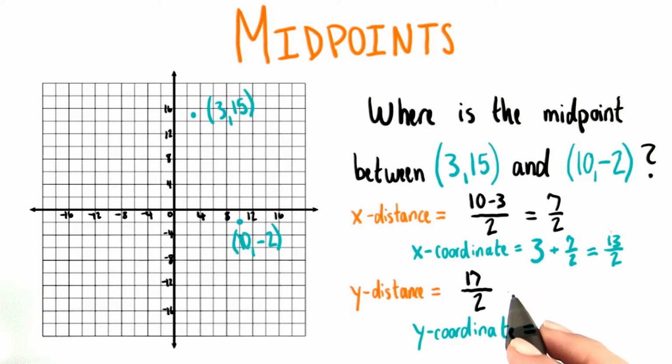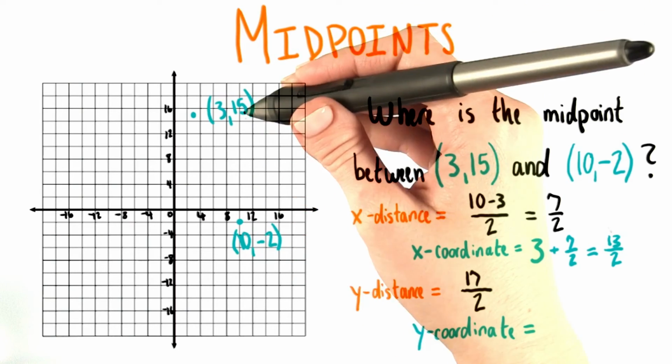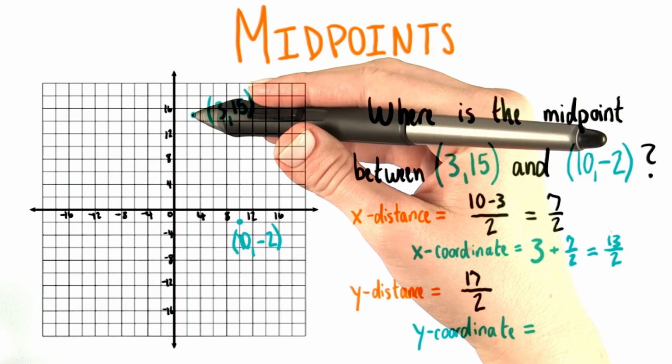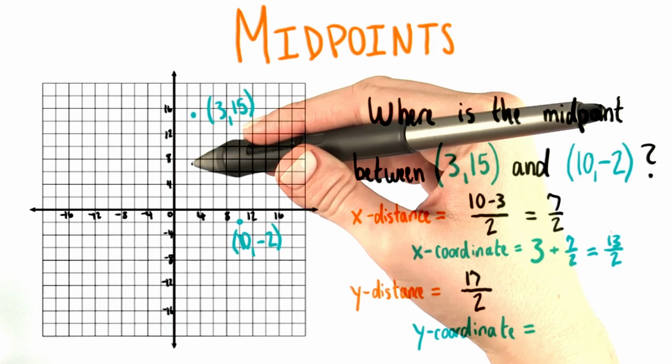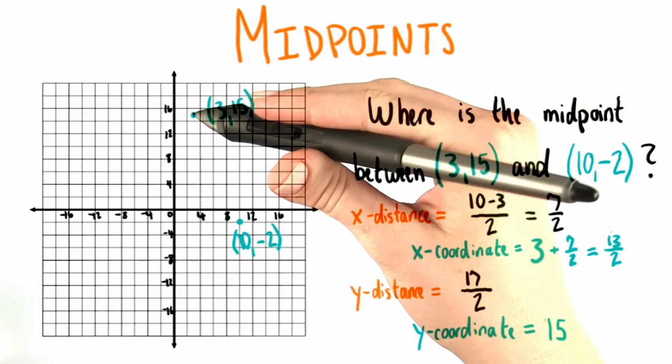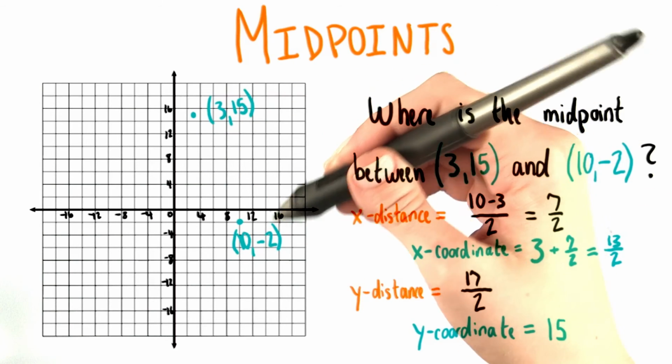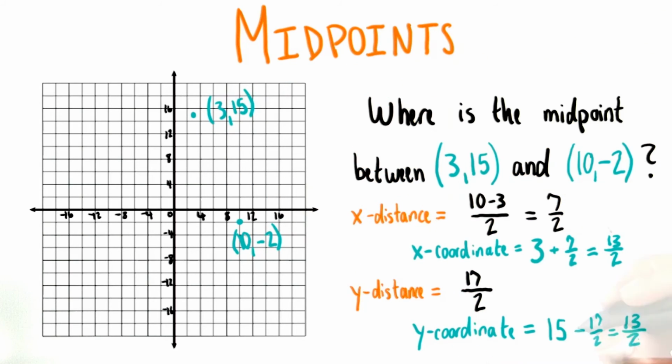But again, this is not actually our y-coordinate. This is just the distance vertically between these two points. To find the coordinate, we need to start at one of these points and then move this vertical distance toward the other. So if we start at 15, we need to move down 8.5, since -2 is below 15. And this gives us a y-coordinate of 13 over 2.